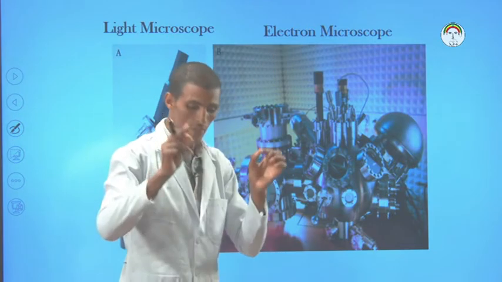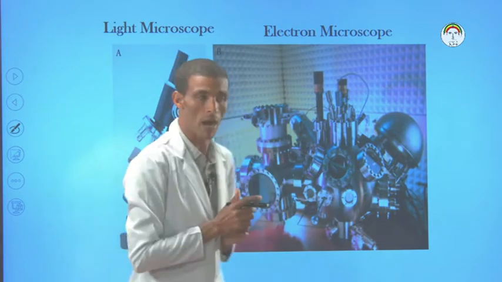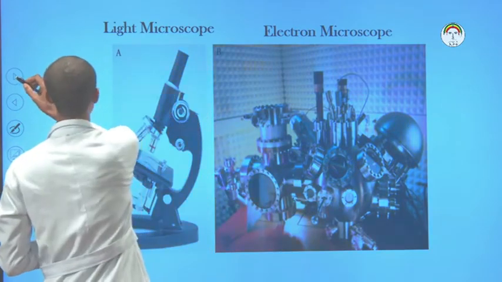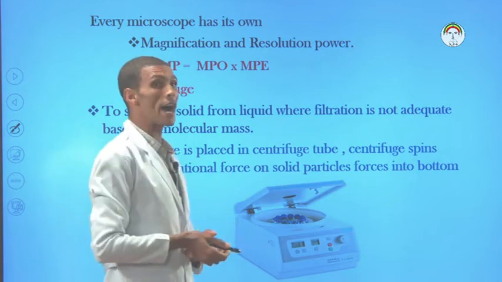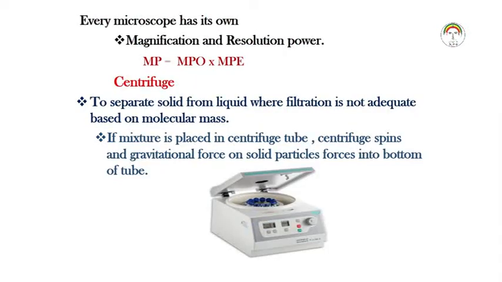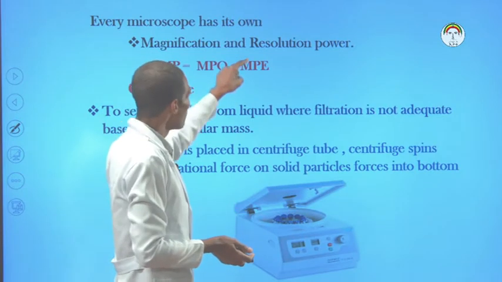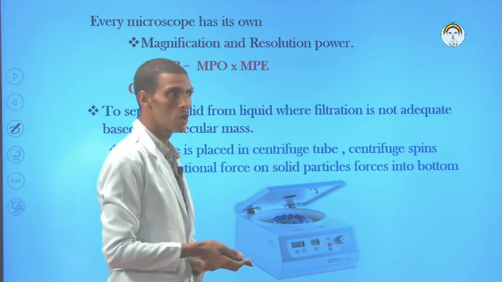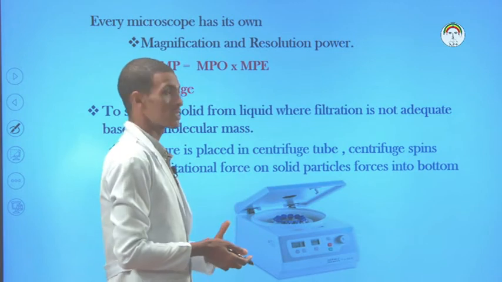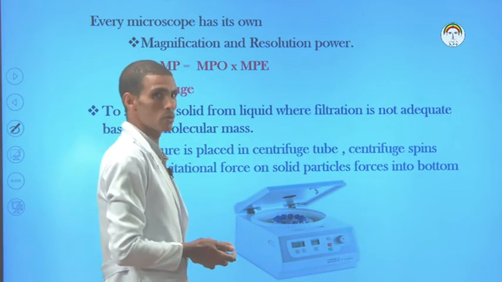Every microscope has its own magnification and resolution power. When we say magnification, we mean increasing the size of an image bigger than its actual size, which is the product of the magnification power of the objective lens times the magnification power of the eyepiece lens. If a problem is given to us, we can find the magnification power of a certain microscope.